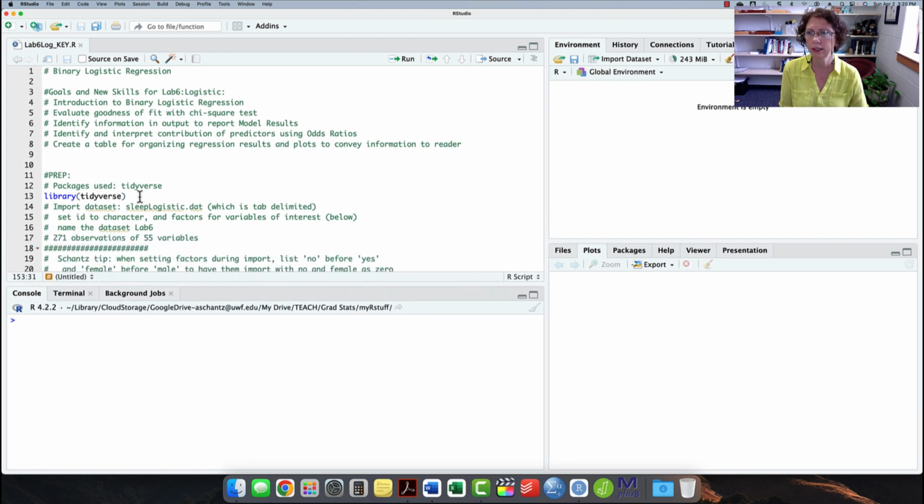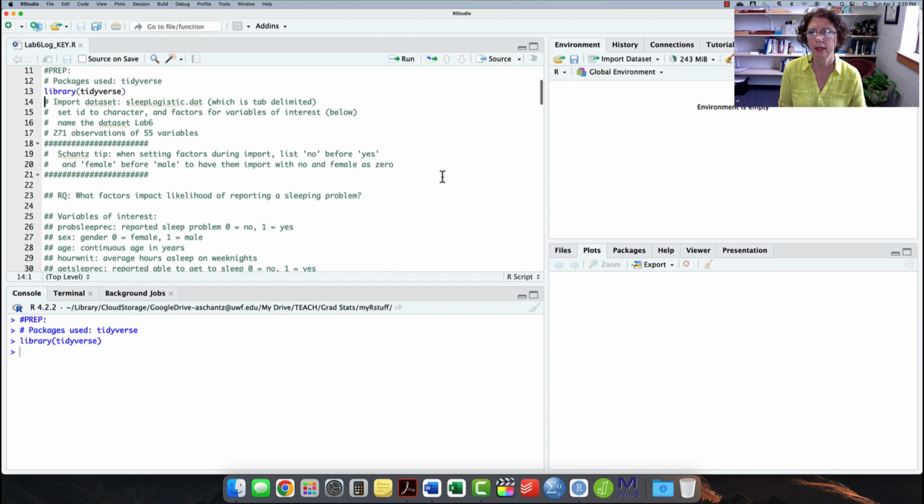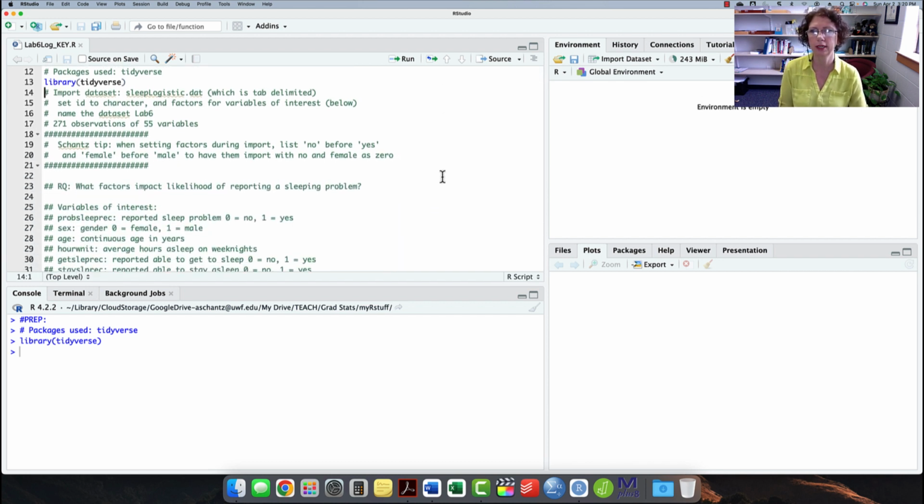We're only using the tidyverse package, so I'll start by loading that. And then we're going to import the data set that is the sleep data from Pallant, the SPSS Survival Guide. All I did was export it as a DAT file, a tab delimited file, so that when we import into R, it keeps the names of the levels for those categorical variables.